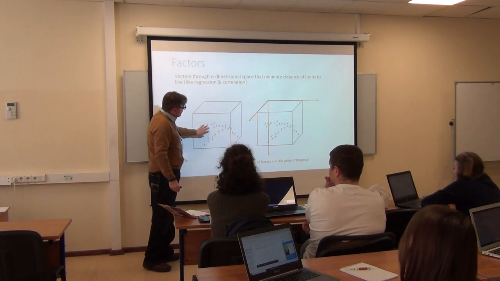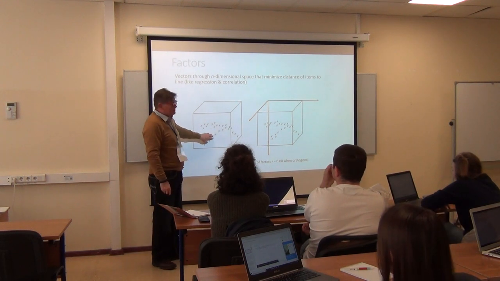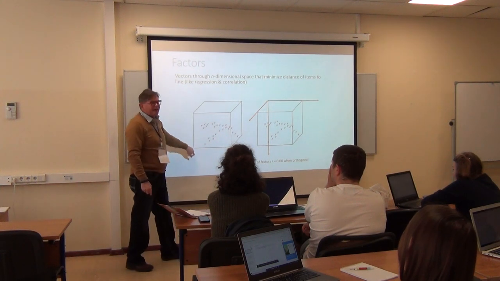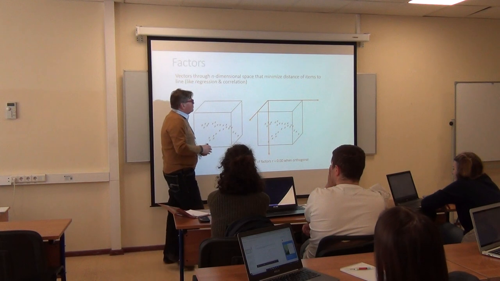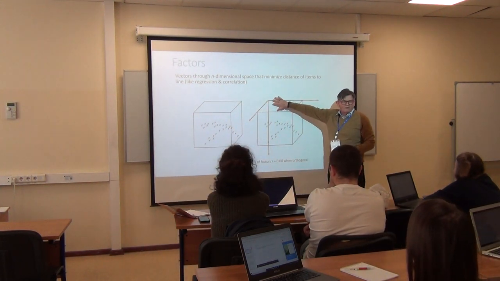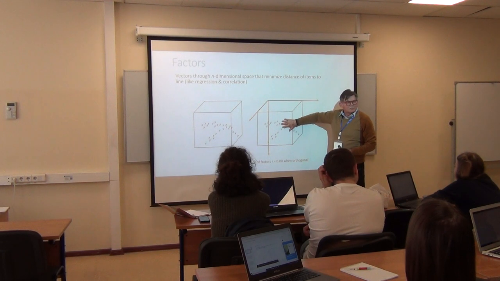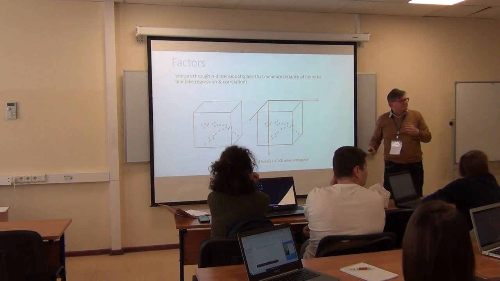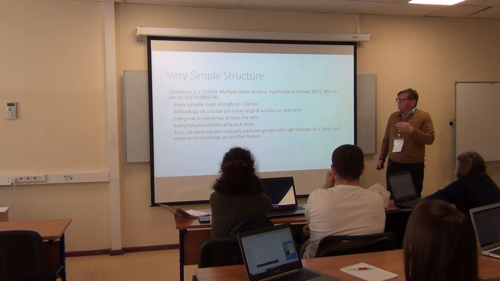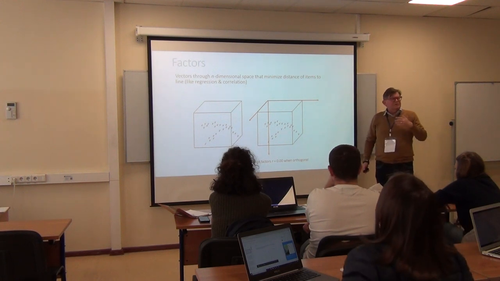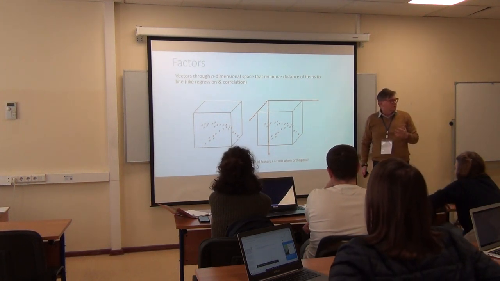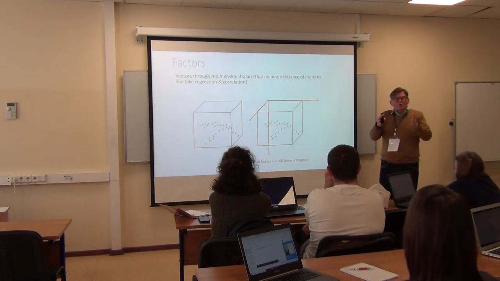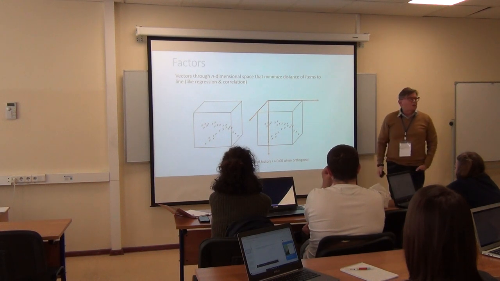So if this is the way the data sits, it looks like there's a line there, and maybe there's a line here, and they're grouped like this, then our factors would attempt to find those vectors that close the gaps. And what we're interested in is the simplest structure, the simplest set of vectors that explain or connect all these data points to each other.